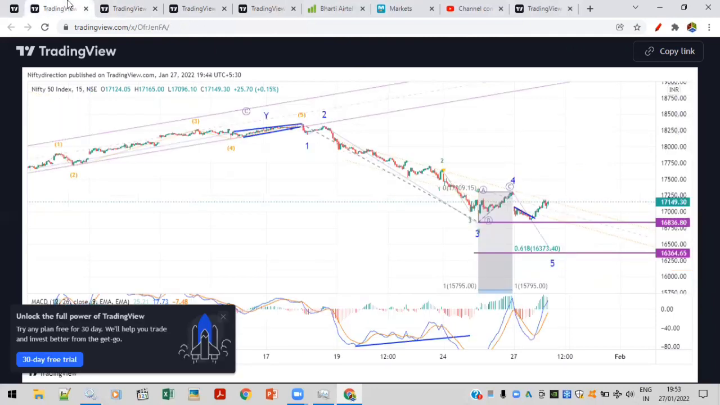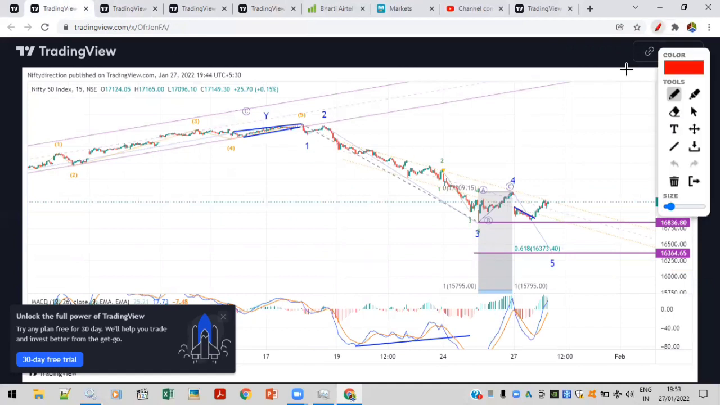The other alternative chart that I'm looking at is like this. This is an alternative with a low probability. I'm not giving much weightage to this chart. Here I'm assuming this is wave 1-2 as per the Elliott Wave Theory, and this is wave 3, which is very, very big, extended.